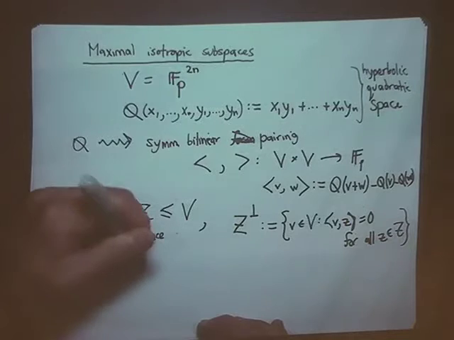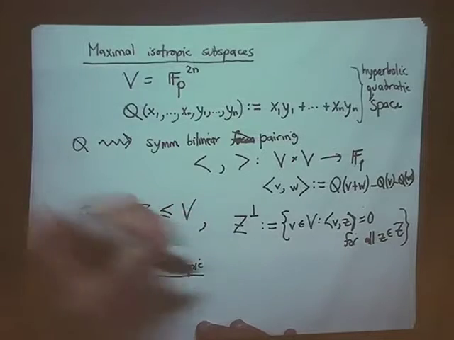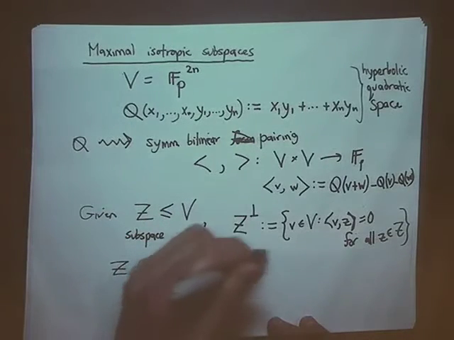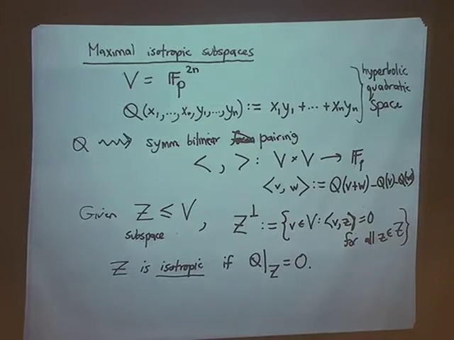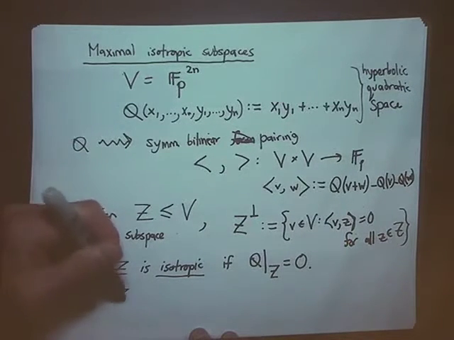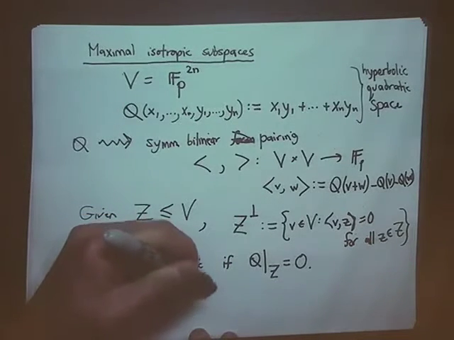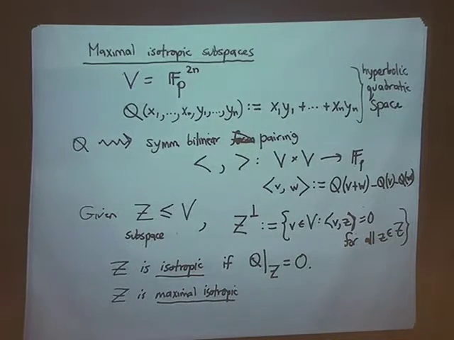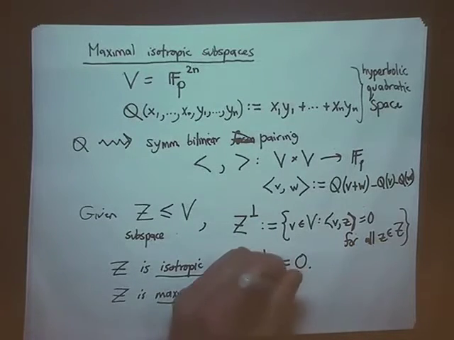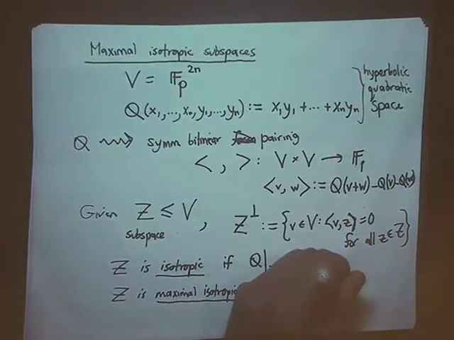Okay, and now Z is called isotropic if the quadratic form restricted to Z is 0. And then Z is called maximal isotropic, or sometimes also called Lagrangian, if, first of all, it should be isotropic, but also it should equal its own perp.